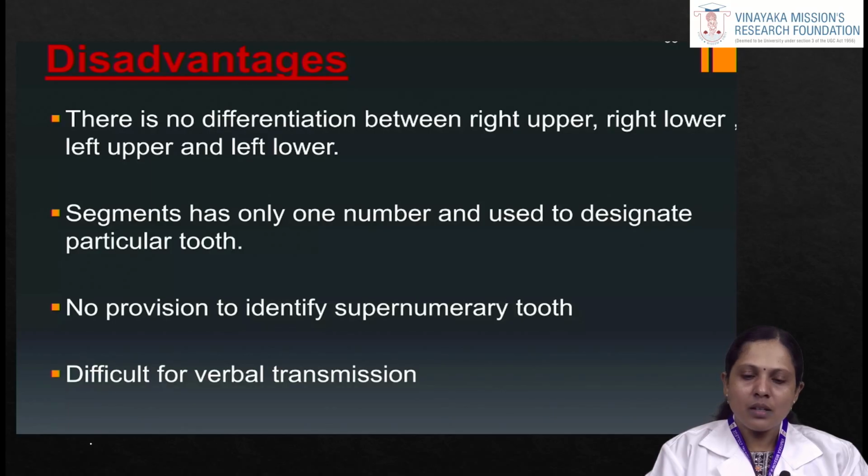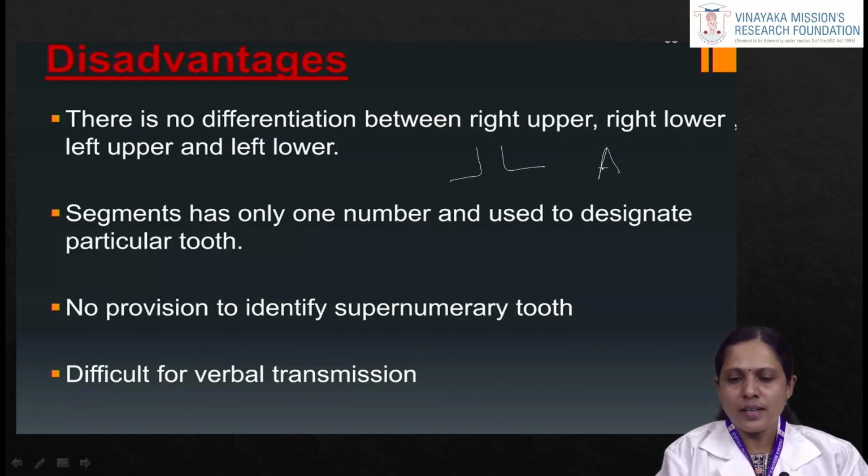If we miss the use of grids or symbols, then it is difficult to identify which type of tooth it is, right? If I simply mention it as A, it will be difficult to denote which side this is or which quadrant it is, upper or lower, right or left. The segments have only one number used to designate a particular tooth, with no provision to identify supernumerary or missing teeth, and it is difficult for verbal communication also. So these are the disadvantages of Zsigmondy and Palmer notation.